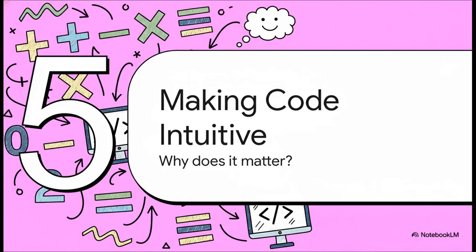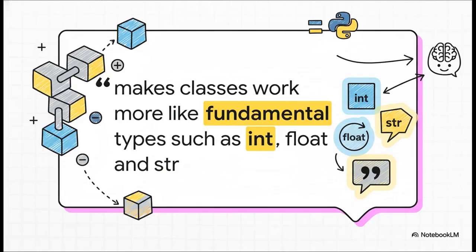So, okay, we've seen all these dunder methods, all this behind-the-scenes stuff. The big question is, why? Why does any of this really matter? What's the actual payoff for us as developers? The source material for this explainer really nails it. It says the whole point is to make classes work more like fundamental types. Think about that. It's all about making the things we build feel just as natural to use as the language's own building blocks, like integers and strings.